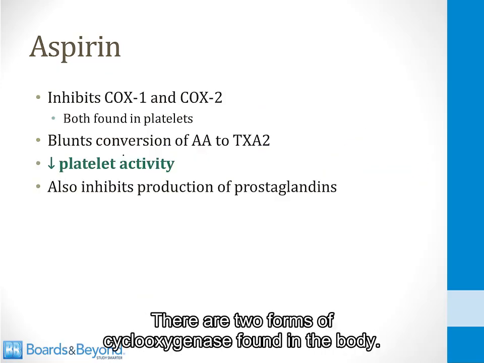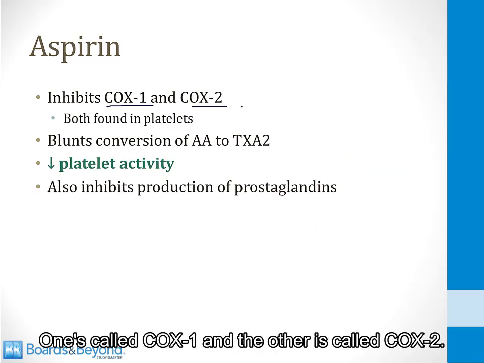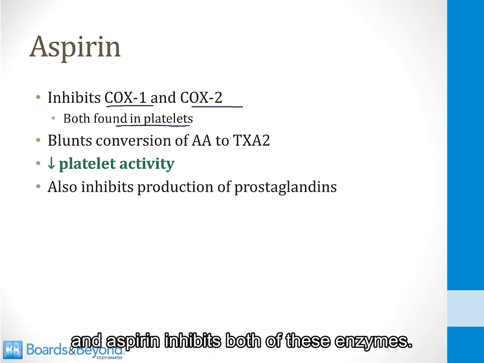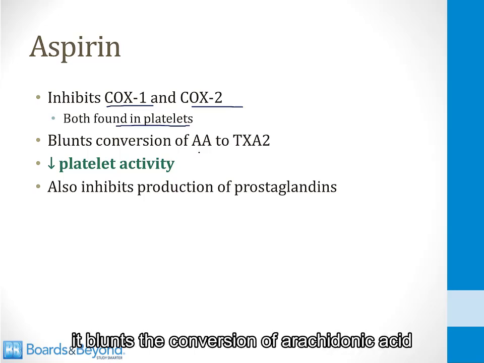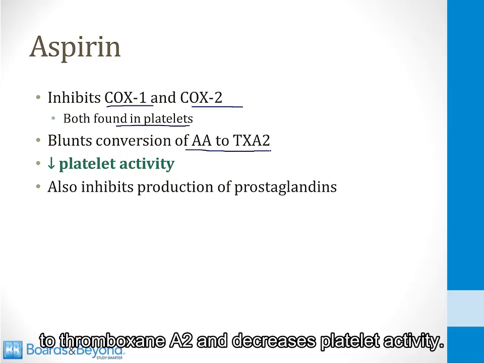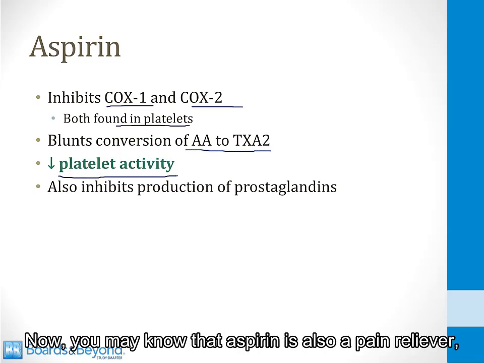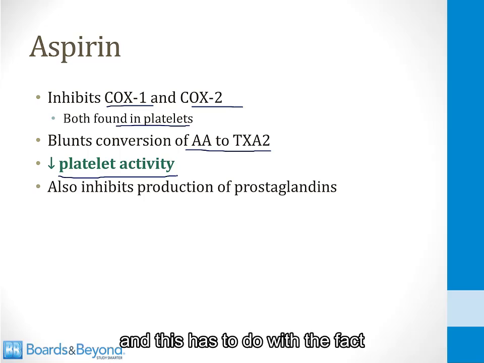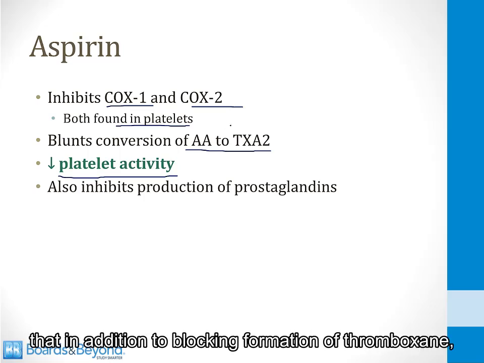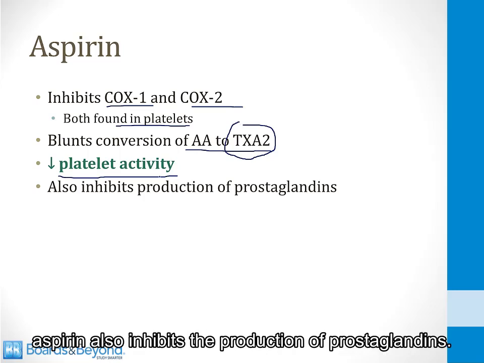There are two forms of cyclooxygenase found in the body. One's called COX-1, the other's called COX-2. They're both found in platelets, and aspirin inhibits both of these enzymes. By doing this, as I said on the last slide, it blunts the conversion of arachidonic acid to thromboxane A2 and decreases platelet activity. Now you may know that aspirin is also a pain reliever, and this has to do with the fact that in addition to blocking formation of thromboxane, aspirin also inhibits the production of prostaglandins.